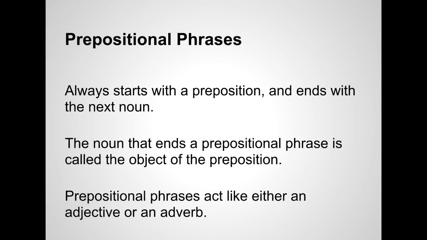First, let's get a definition for prepositional phrases. A prepositional phrase always starts with a preposition and ends with the next noun. The noun that ends a prepositional phrase is called the object of the preposition. That's important. The object of the preposition. We said before that phrases are groups of words that act like a particular part of speech, and so a prepositional phrase acts either like an adjective or an adverb.